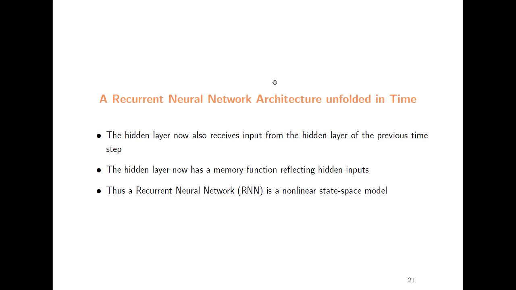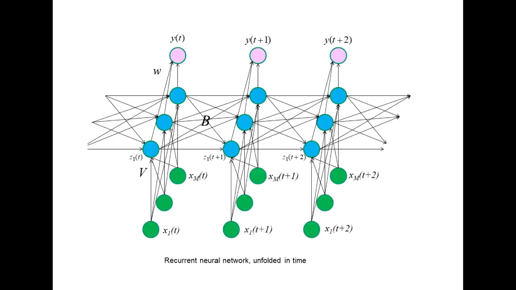So the idea in a recurrent neural network in this representation is that the hidden layer also receives input from the hidden layer of the previous time step. And the hidden layer now has a memory function, reflecting inputs by hidden variables, really. And in terms of system theory, the recurrent neural network is a nonlinear state space model, because it contains an idea of a state of the world.